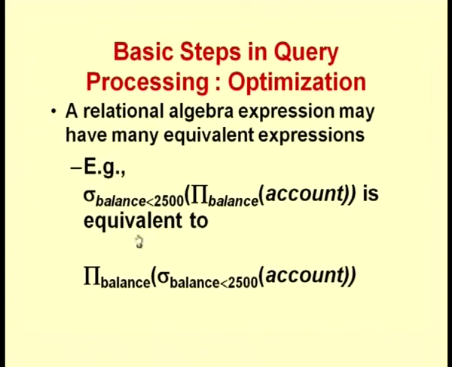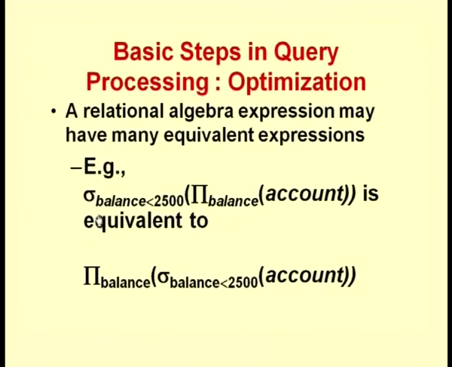There are some additional steps in query processing. One is optimization. For example, a relational algebra expression may have many equivalent expressions. There is no one way in which a relational algebra expression may be expressed. For example, if you have a select where balance is less than 2500 on account, this could instead be done the other way around. The order in which these two operators are performed can be different. What we are trying to tell here is that there are multiple ways in which a single query can be answered, and the order in which the operators are used determines the actual cost of the query.